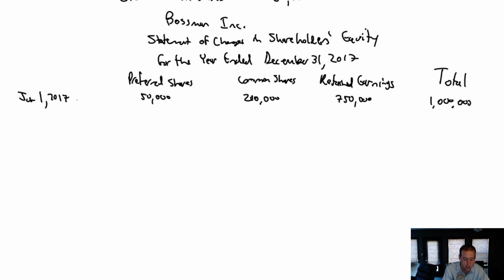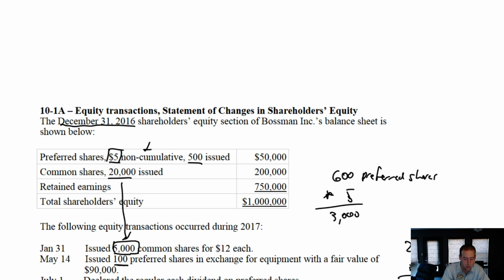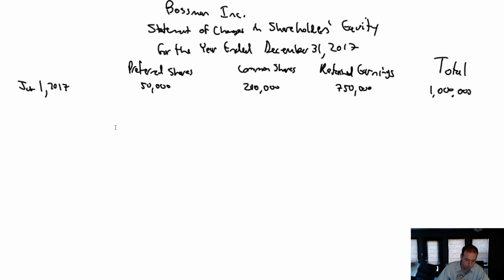Then I say, here's what I started with. Here's what I had on January 1st of this year. And you might say, well, wait, I don't have January 1st data. I have December 31st data. But of course, you'll remember the end of one year will be the same as the beginning of the next. 11:59 p.m. on December 31st, 2016 will be the same as 12 o'clock a.m. on January the 1st, 2017. It's assumed to be the same amount. So that's why we start here with preferred shares of 50,000, common shares of 200, retained earnings of 750 for a total of $1 million.